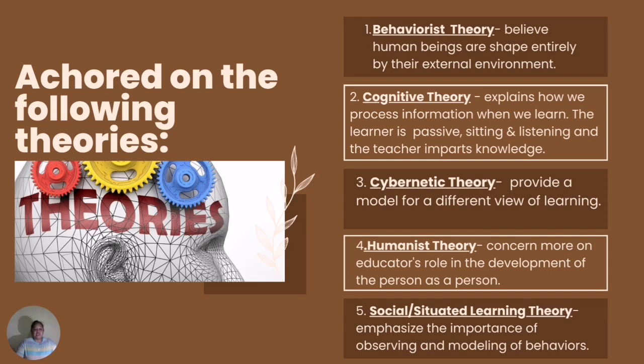So the last one is the social situated learning theory. This emphasizes the importance of observing and modeling of behaviors. That is why teachers are considered to be models inside classrooms, because the students are always observing and modeling their behaviors. That is why we are advised to act properly inside the classroom so that the students can mirror our actions.